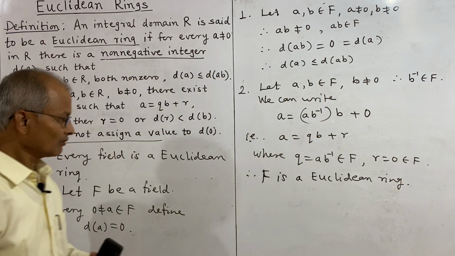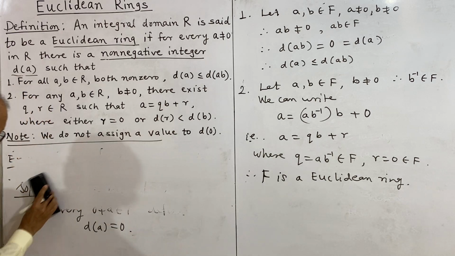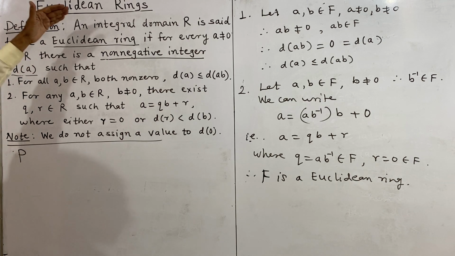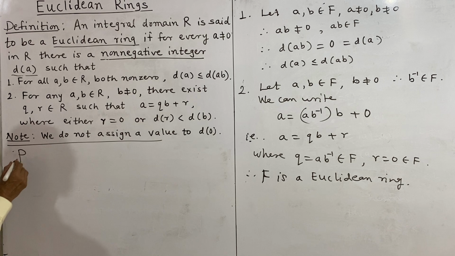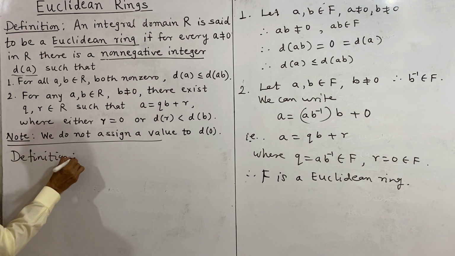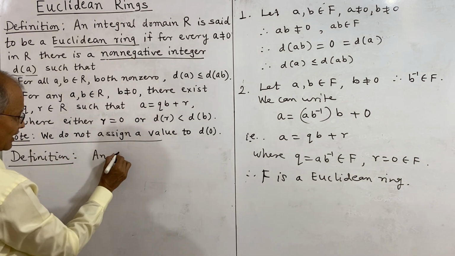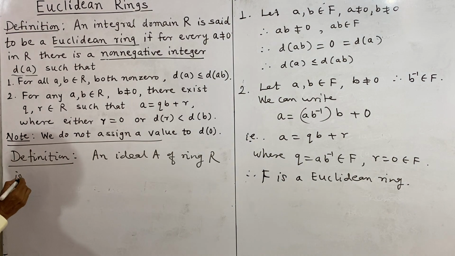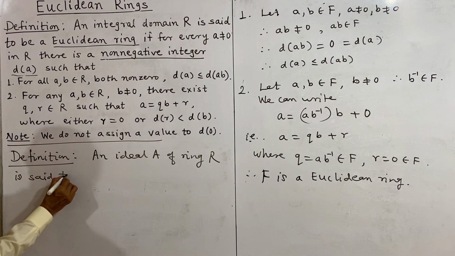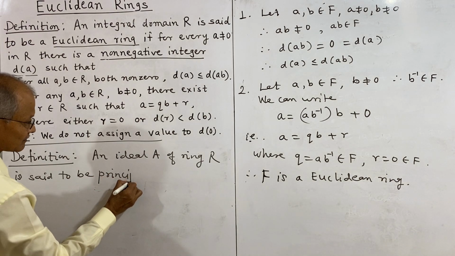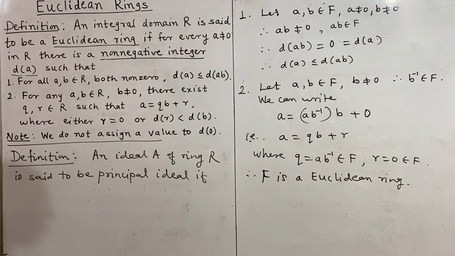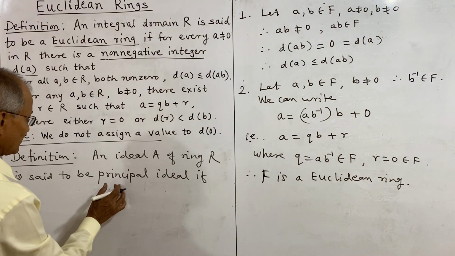Now we shall define principal ideal, and the principal ideal ring, and then we shall see the relation between Euclidean ring and principal ideal ring. So the definition for principal ideal: an ideal A of a ring R is said to be a principal ideal if every element of A is some multiple of an element.